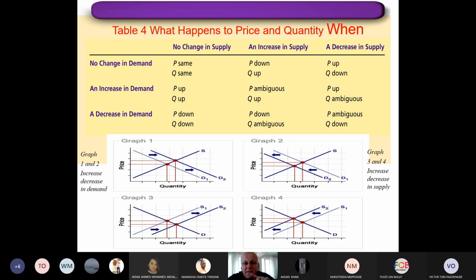Okay? A decrease in supply is now the subject. What is happening? As you see, P is up, Q is down. You got it? No change in demand, a decrease in supply now. Price reduction is the subject here, and Q is down for graphic 4. And graphic 3 is represented.